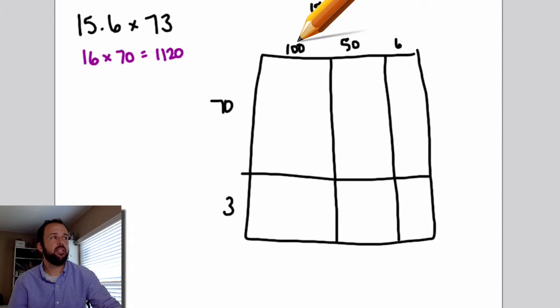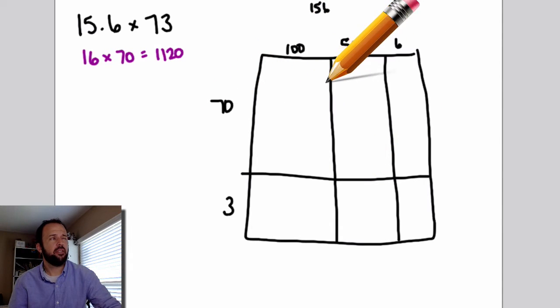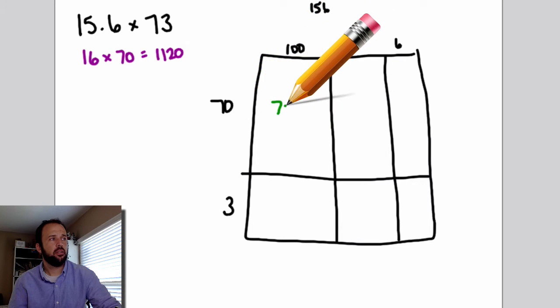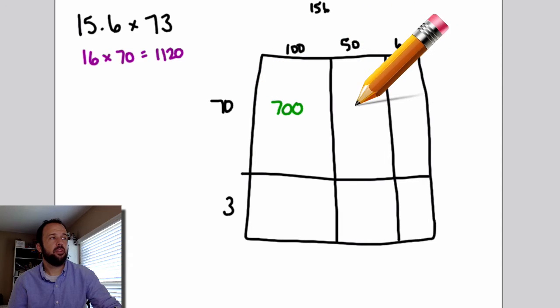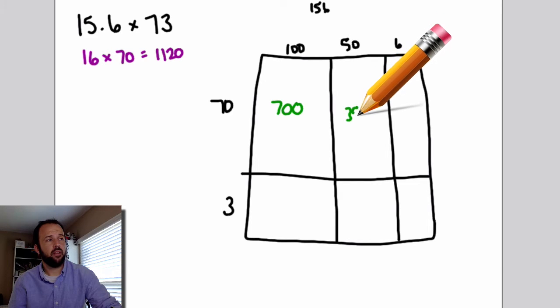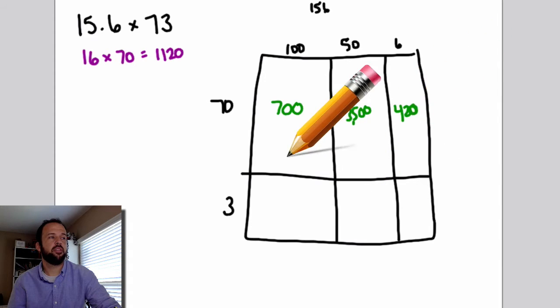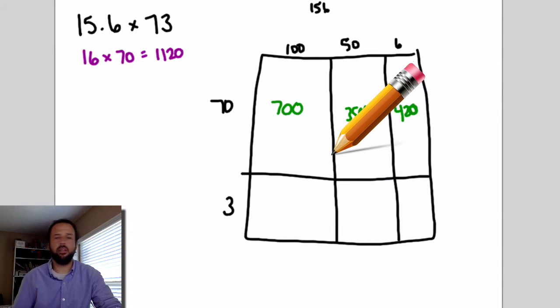So first I would have 70 times 100. So 7 times 1 is 7. And then I have 3 zeros, 1, 2, 3. So this would be 700. Okay. And then I would do 70 times 50. So 7 times 5 is 35. And then I have those 2 zeros there. So put those guys there. Perfect. So that's 3,500. Then I have 70 times 6. So 7 times 6 is 42. And then the 0 from the 70, so 420. Perfect. All right, humming along here.